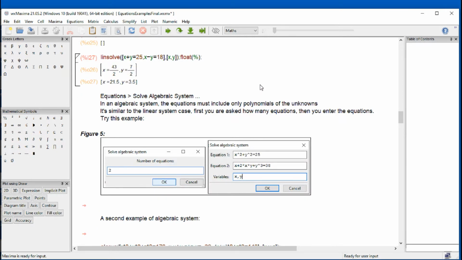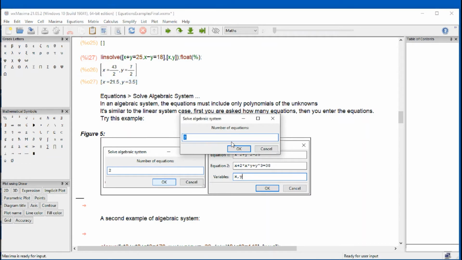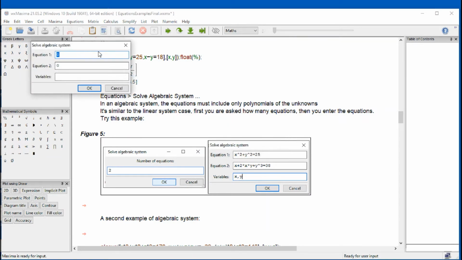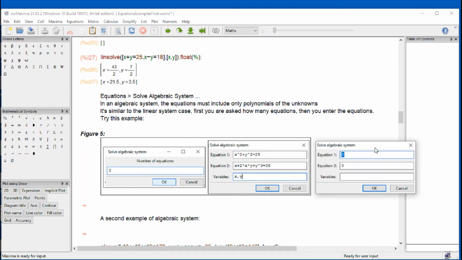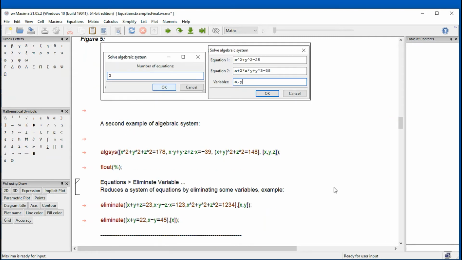Solve algebraic system. In that case, instead of linear systems, when we trigger that command, which is equations solve algebraic system, then they ask for the number of equations, let's say 2, and they ask you for an entry form where you're going to type the equations. I already typed them for you: x squared plus y squared, x plus 2xy. These are non-linear equations. They are usually called algebraic equations, but they have to be polynomial. You cannot use trigonometric functions and such here.